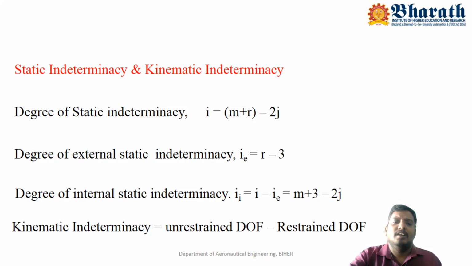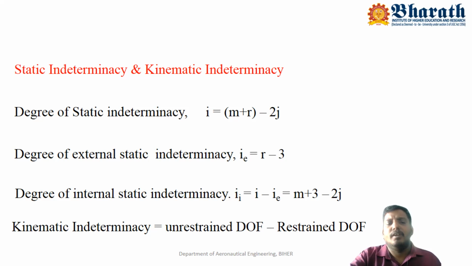Now, how do we determine the static indeterminacy for a truss element or truss structure? The degree of static indeterminacy can be calculated from this formula: I is equal to m plus r minus 2j, where m is the number of members, r is the reactive forces from the supports, and j indicates joints.